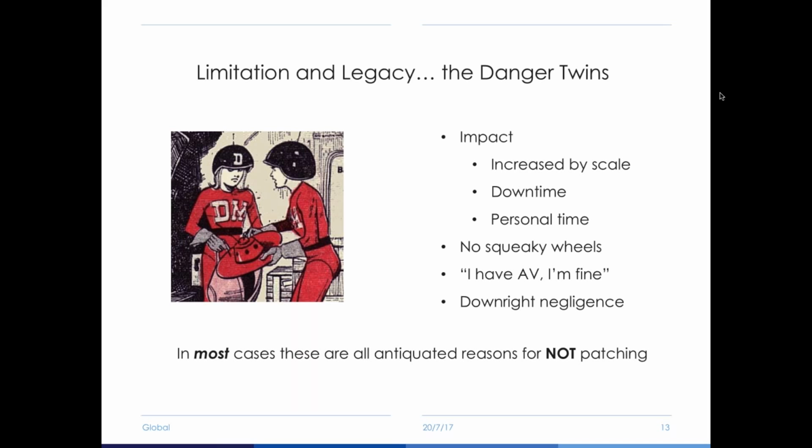And then there's just downright negligence. I'm not going to worry about it. It's not a big deal. In most cases, a lot of these are antiquated reasons for not patching. Like I said before, I have real sympathy for the impact side of it, where it's going to have a big impact on business to be bringing machines down and cycling through updates and doing all of those things, the difficulties that are inherent with that. But some of these others are just not sufficient reasons for not patching.